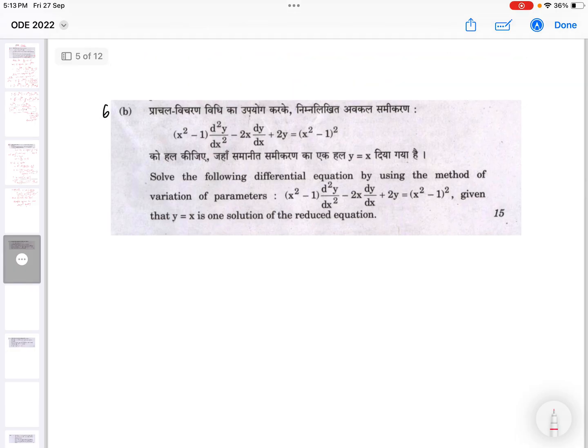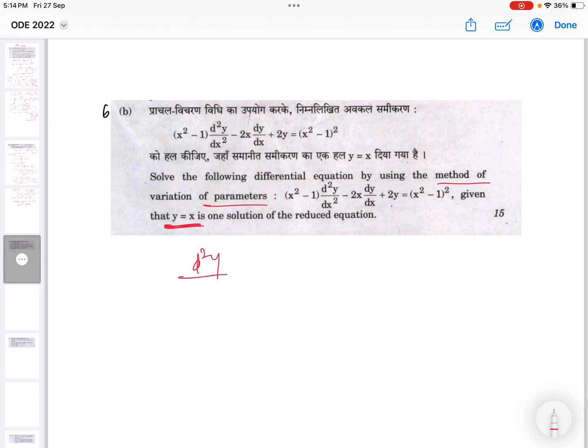So solve the following differential equation by the method of variation of parameters, given y is one of the solutions. Since it has been given that y is equal to x is one of the solutions, it has made our life easier. Otherwise we would have to find the first solution also. How will we find the first solution? Firstly, we will try to write the equation in standard form. So what is the standard form?